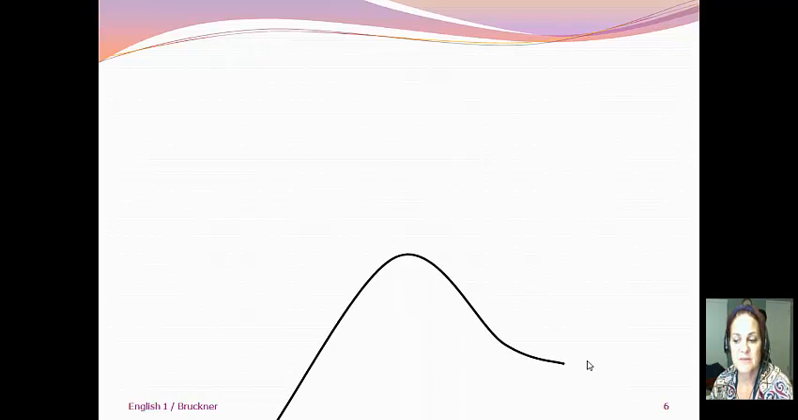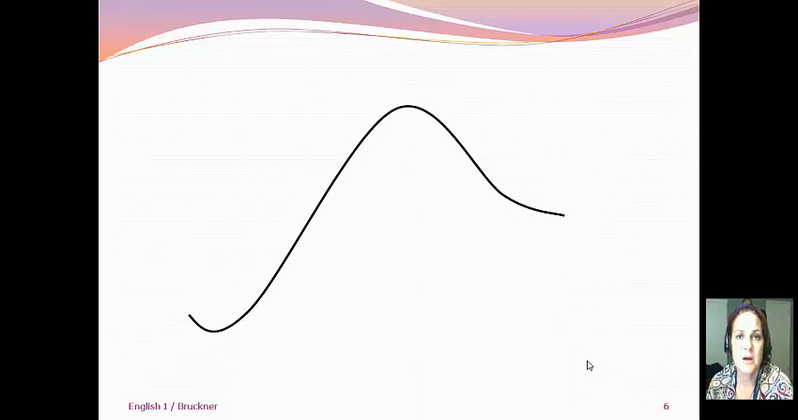So let's review. The American short story plot looks like this. We have our line that comes up kind of almost in a triangle, but then it ends. Our 5 points are our basic situation and our exposition. In our basic situation, we find out the setting, the time and place. We meet the characters and we find out the basic situation.